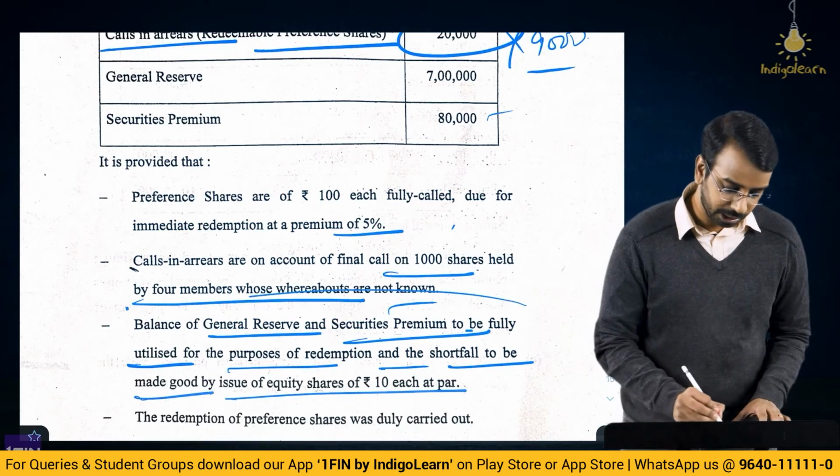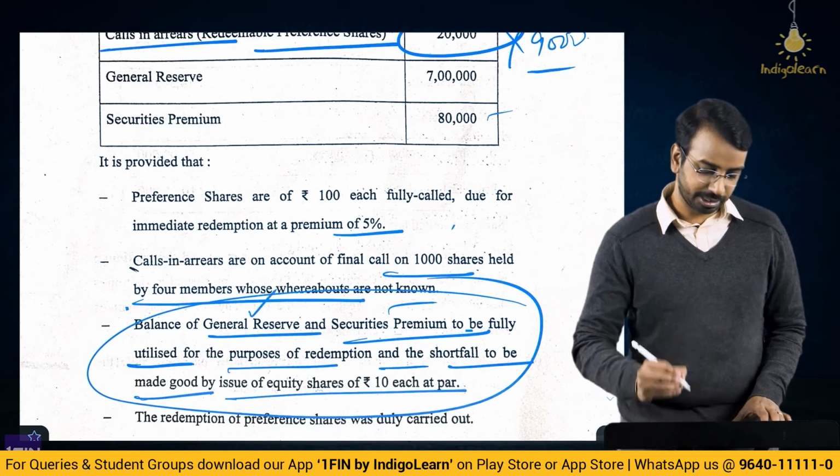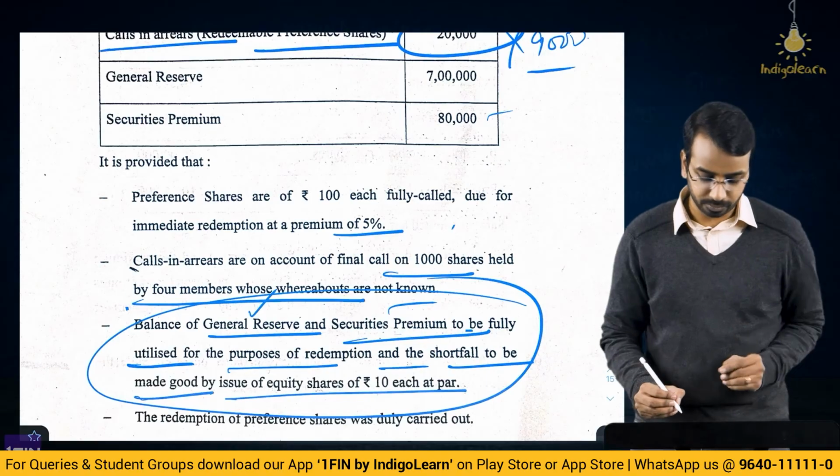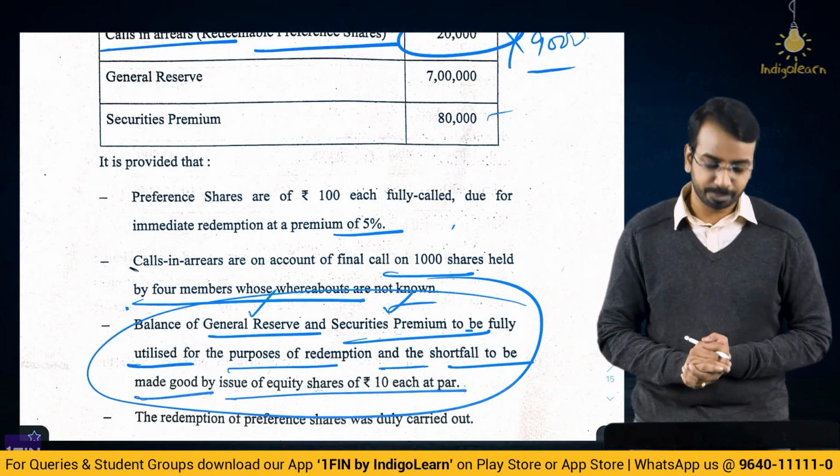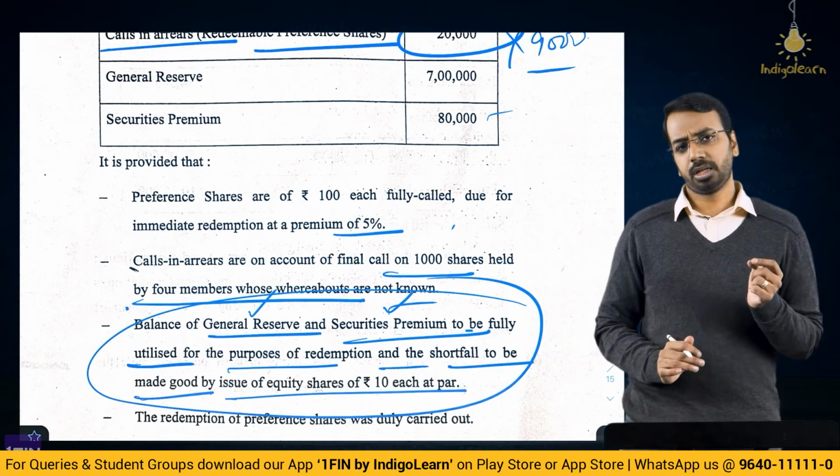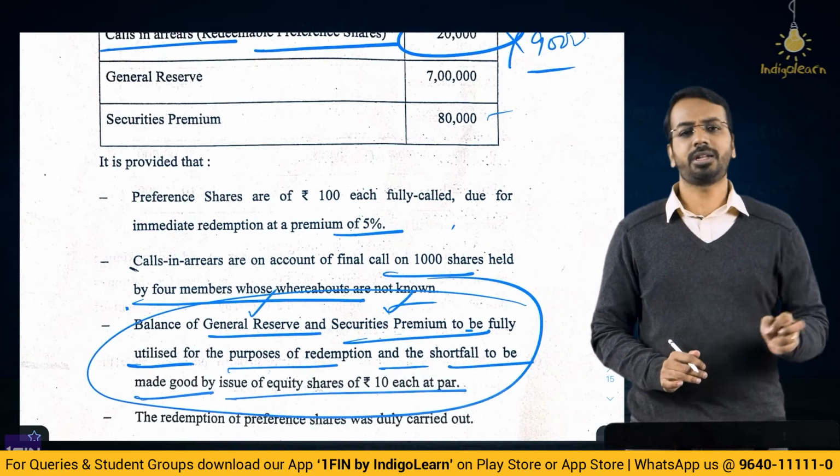Now what is the meaning of this sentence? They are saying use general reserve, that okay, we know we can use general reserve, and use securities premium fully. Now tell me one thing, can I use securities premium for creation of CRR?